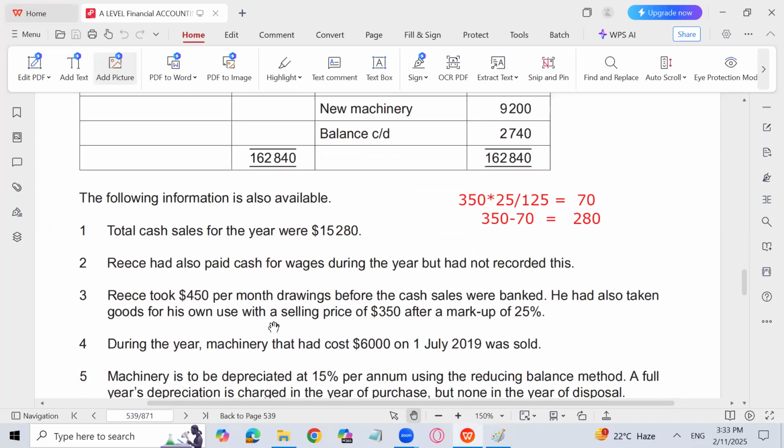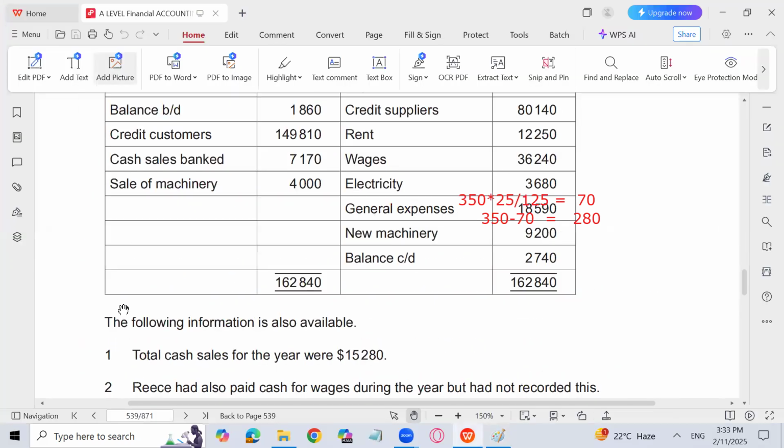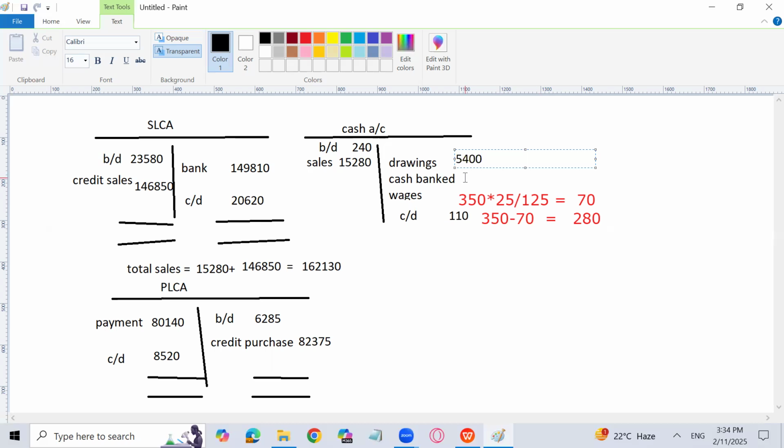Just look at the question. 450 per month is the drawings before the cash sales were banked. 450 into 12, 5,400 is the drawings. So I will write here 5,400. Now I will write cash bank. Cash bank will come on the debit side of the bank account, which is written here, and credit side of the cash account, 7170. So I will write here 7170.